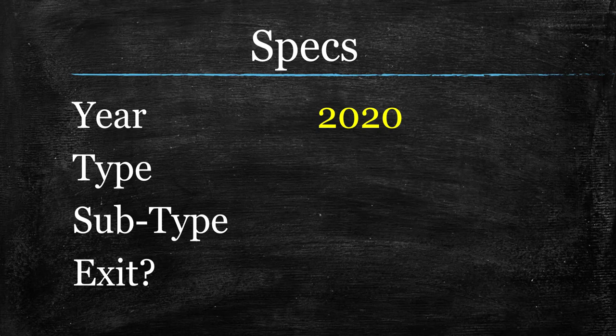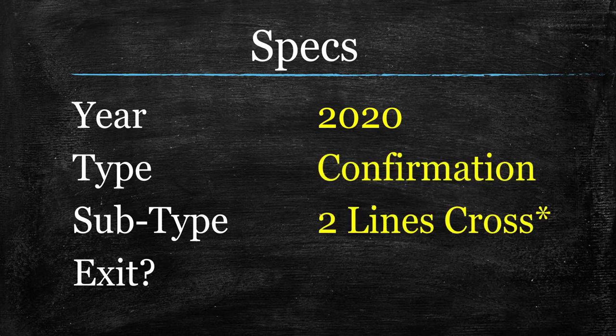Now, the type is going to be a confirmation indicator. It's going to be a two lines cross, but notice the asterisk. That is because it's a two lines cross, but it's not an oscillator that goes below the chart. It is an overlay indicator that goes on the chart. You've seen these before. We'll see it again in just a moment. And as far as exit indicators go, this sets up really nicely for a good exit indicator should you not have one already. So let's go ahead and take a look at the, I don't want to say it, perfect trend line indicator. It looks like this.